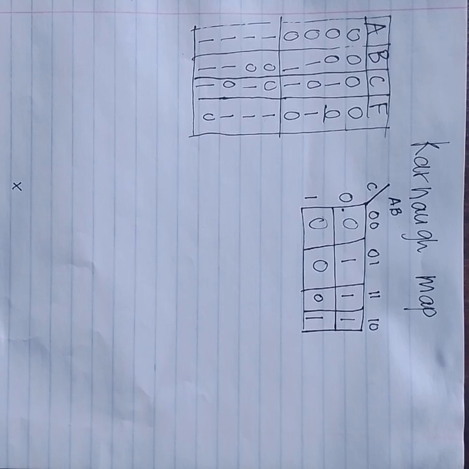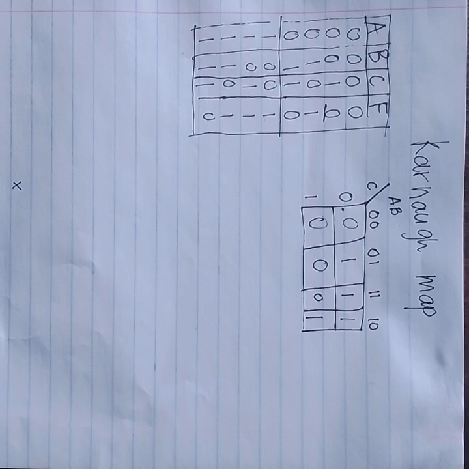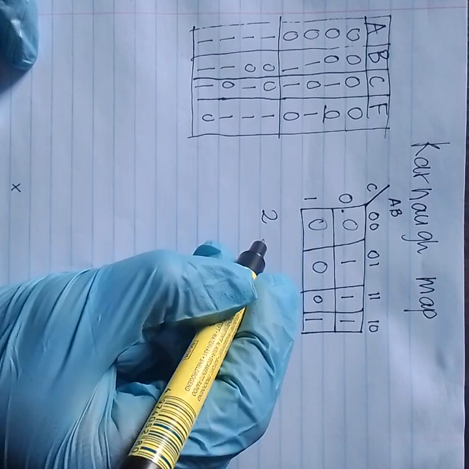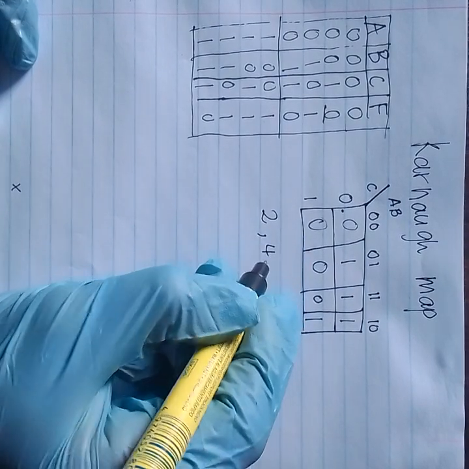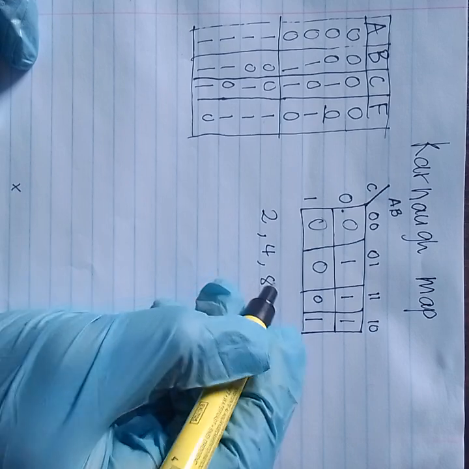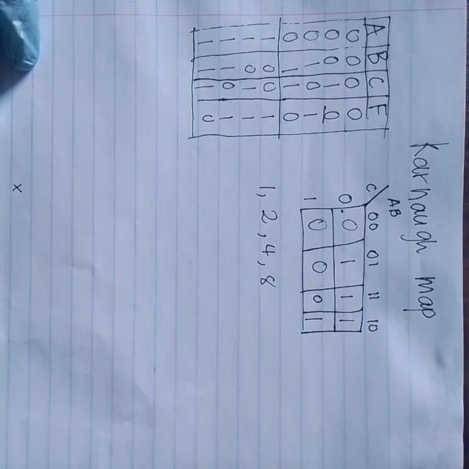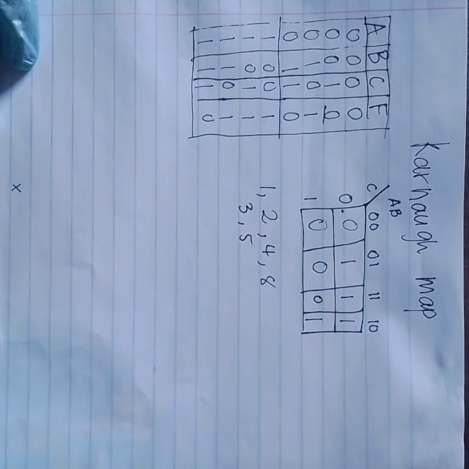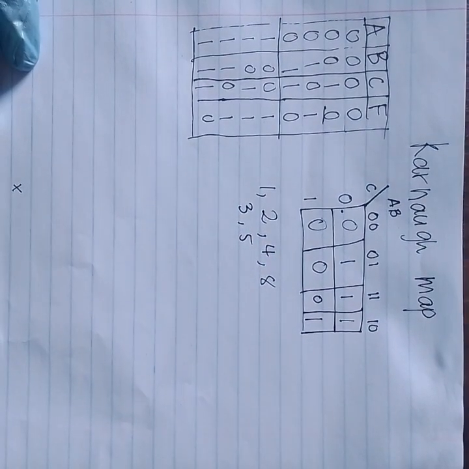Another important thing to know is how to convert K-map data into a function. All we need to do in order to convert K-map data into a function is to circle groups of ones. You can circle 2 ones, you can circle 4, you can circle 8, even 1 you can circle. But you cannot circle 3. You cannot circle 5.